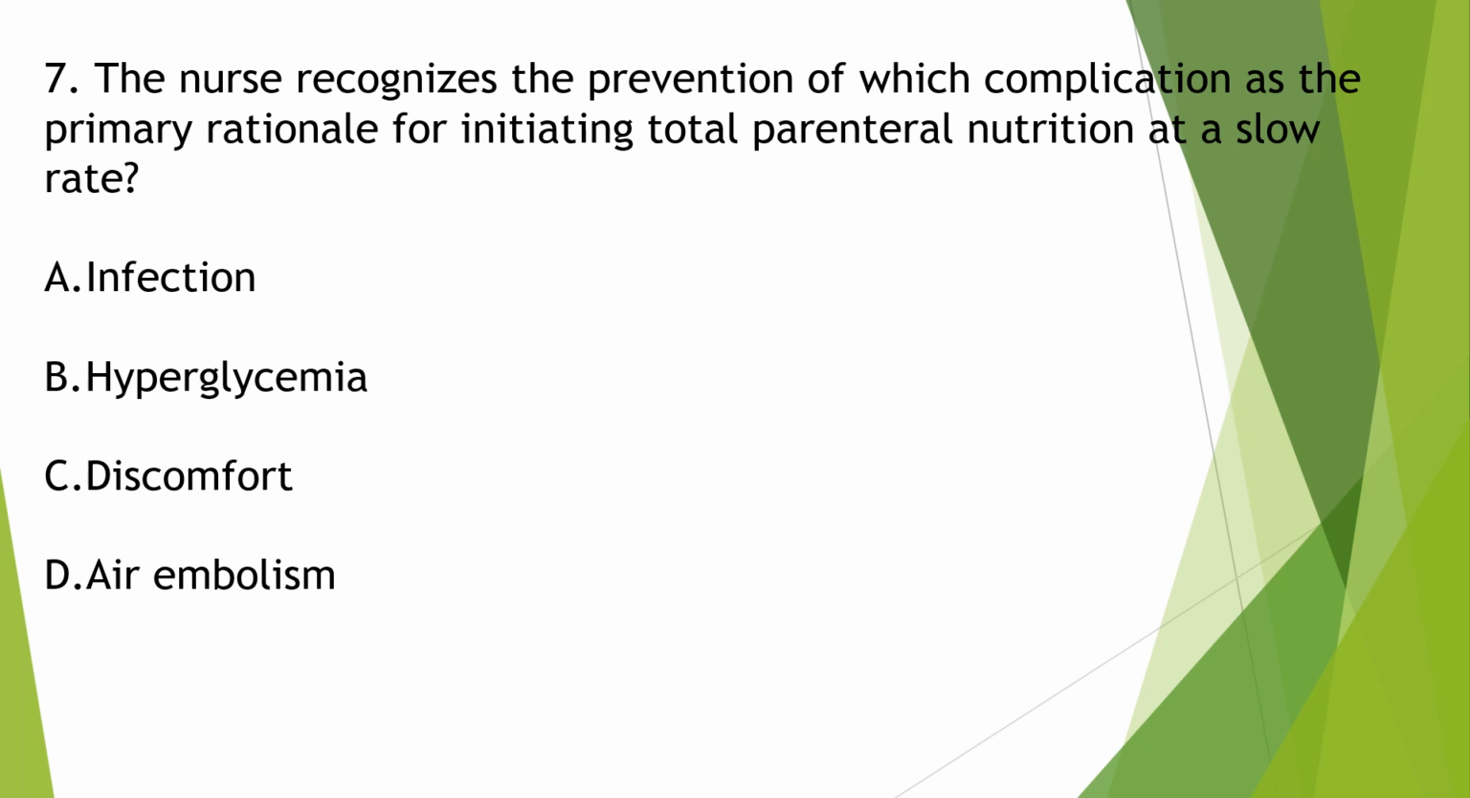So we need to start TPN at a very slow rate because the patient's glucose and fluid tolerance both should be evaluated when we are administering the TPN. Then only we need to gradually increase it. So here hyperglycemia is the complication which we are trying to prevent by slowly infusing parenteral nutrition.